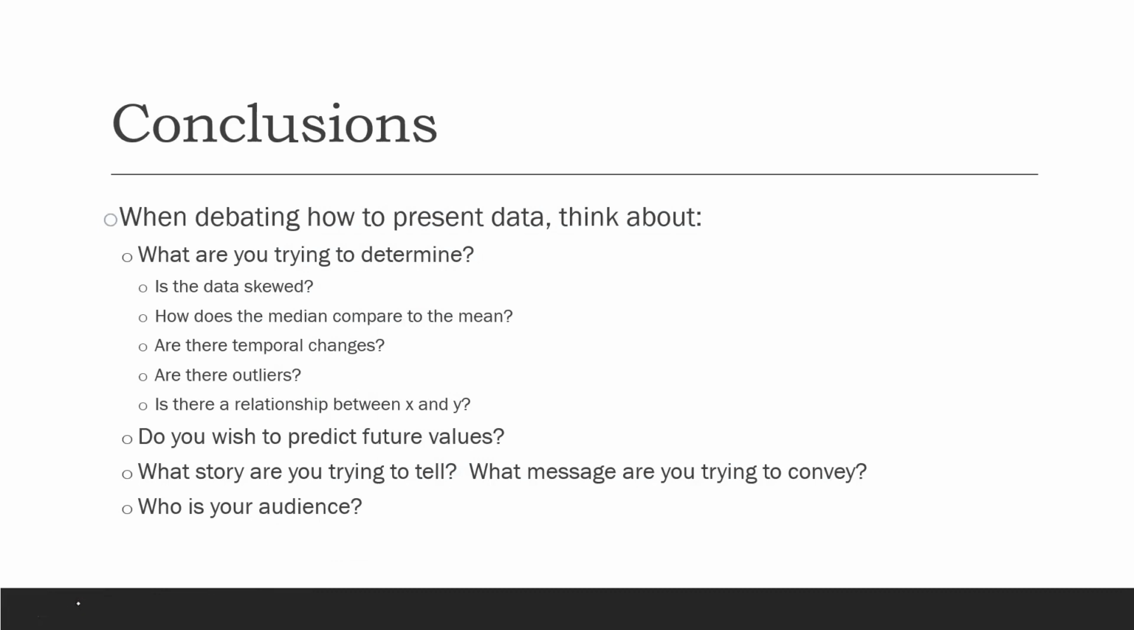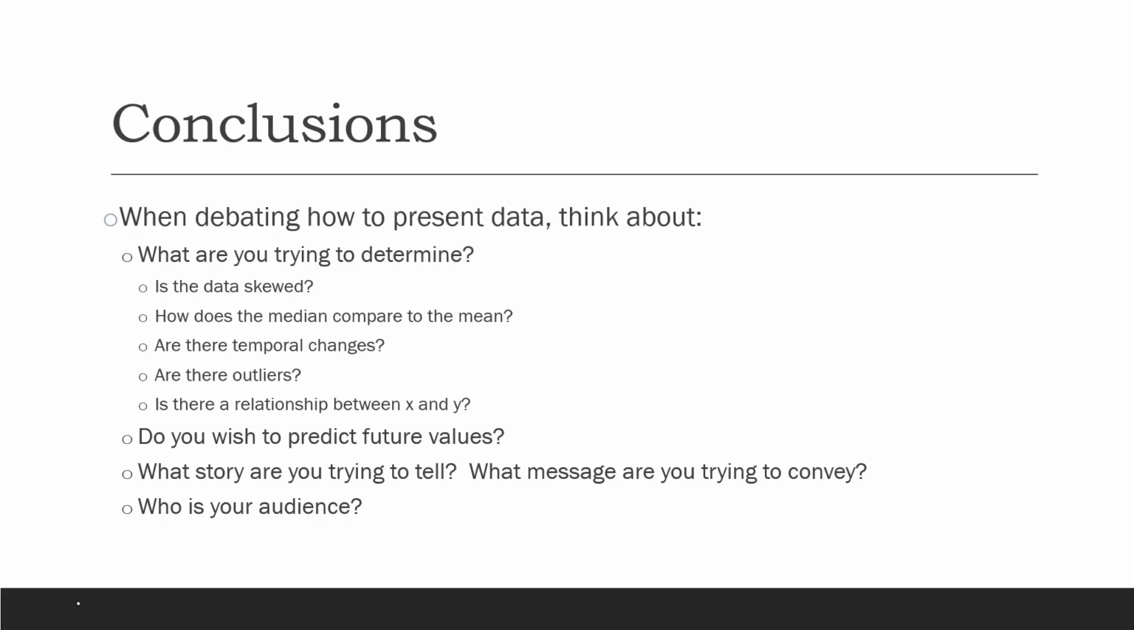As you're thinking about presenting your data this semester, think about, is the data skewed? How does the median compare to the mean? Are there outliers? Are they temporal outliers? Are they outliers, for instance, based on location? Are there temporal changes? Is there a relationship between X and Y? And if so, is there a reasonable explanation for that relationship? Are you looking at predicting future values? Do you have the data to do that?